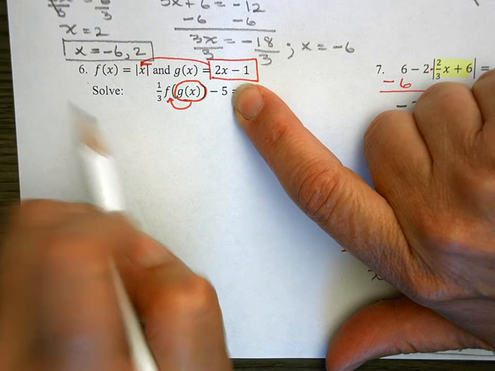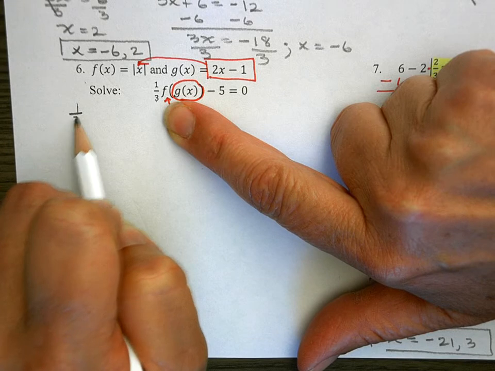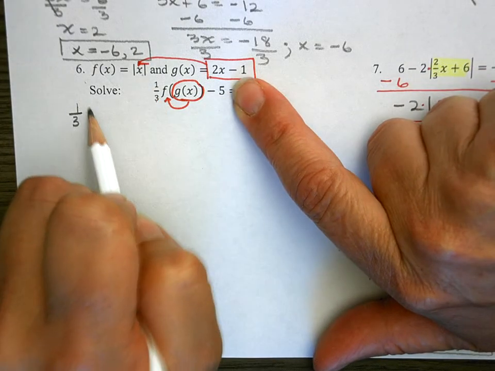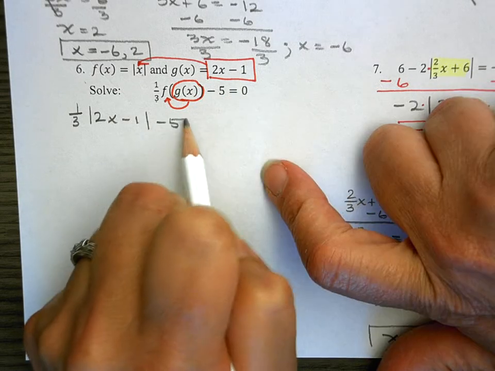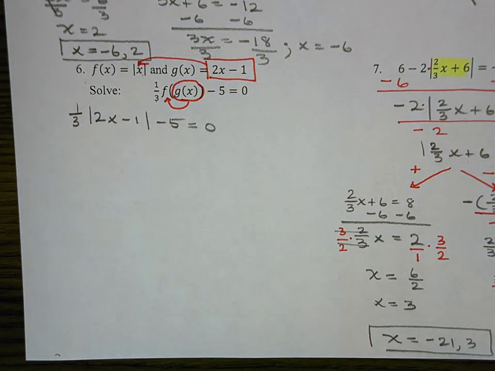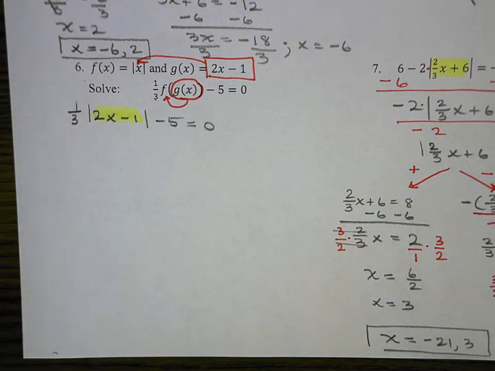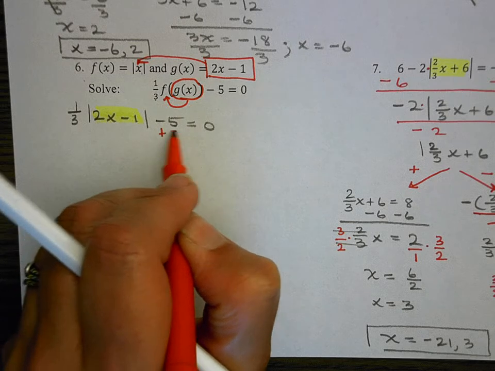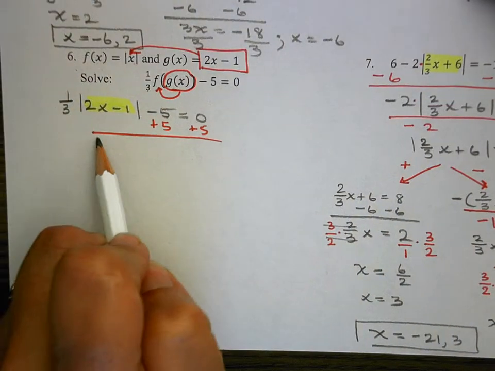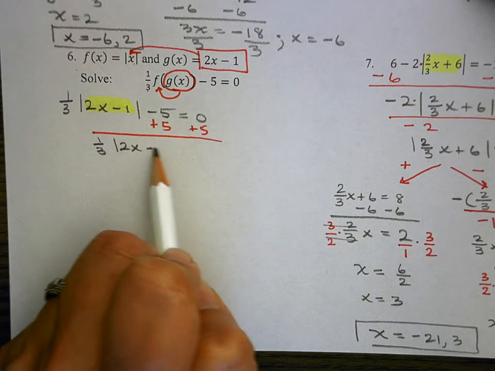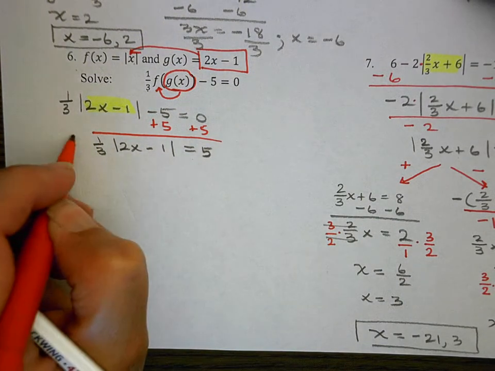So that 1/3 is still here though, right? I need to use all of the pieces here. So I have that 1/3. And then put the two equations together, so absolute value of 2x minus 1, and then minus 5, and then equals 0. So step 1, isolate the absolute value, so I need to get this guy by itself. So I'm going to go ahead and add 5 to the other side. Do my adding and subtracting first. And then I'm going to get rid of the 1/3 by multiplying by the reciprocal, so 3 over 1.